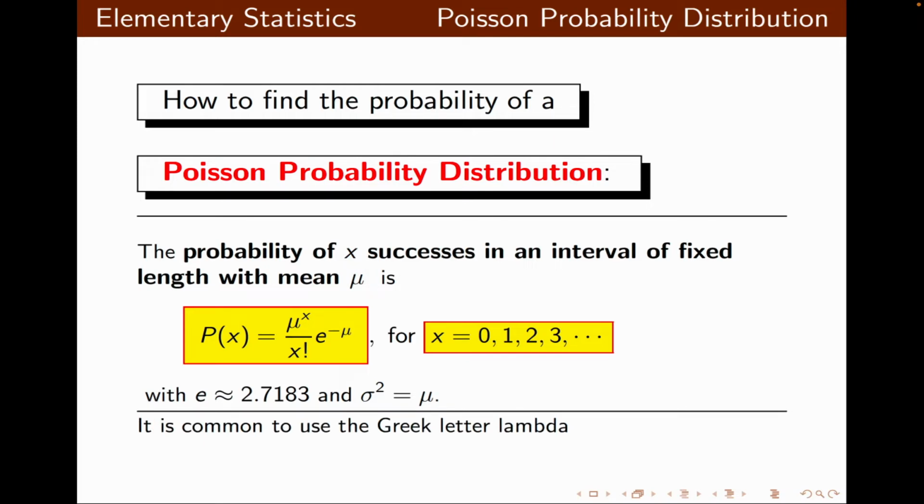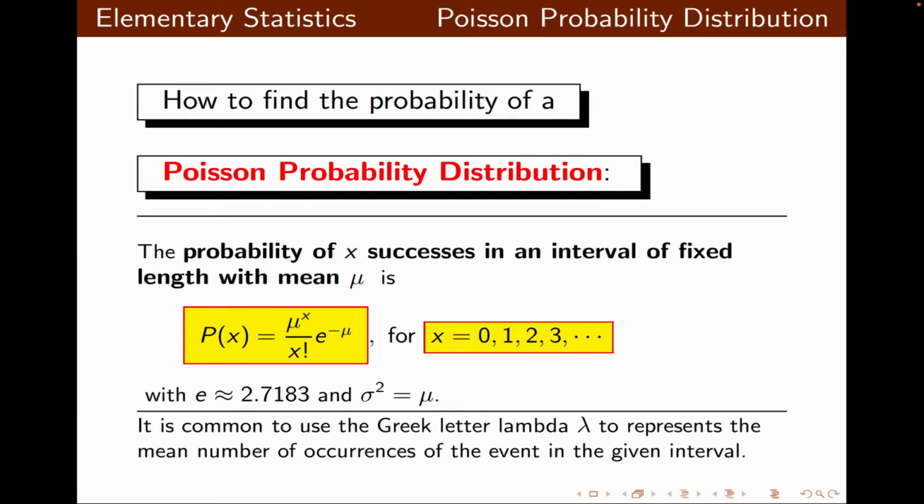It's common to use the Greek letter lambda to represent the mean number of the event in that given interval. So in place of mu, you may see lambda.